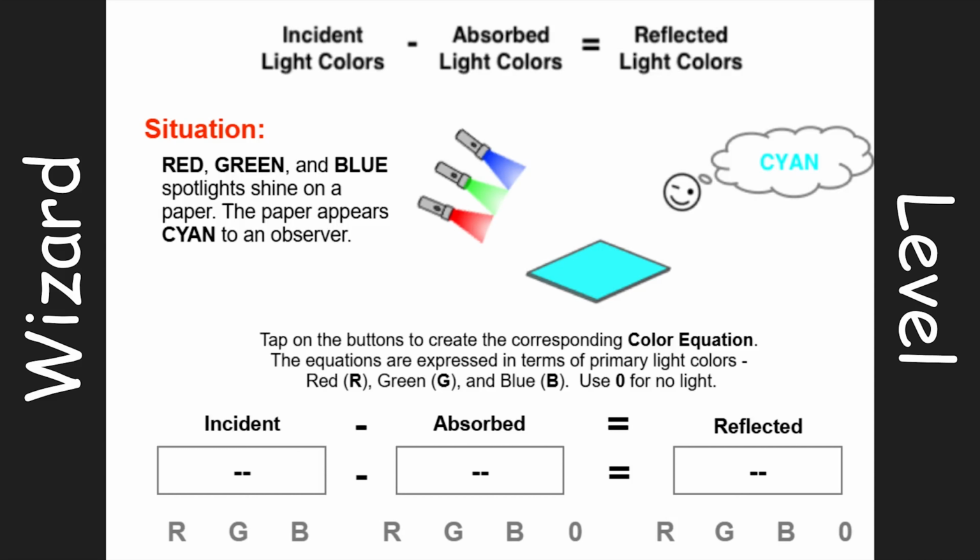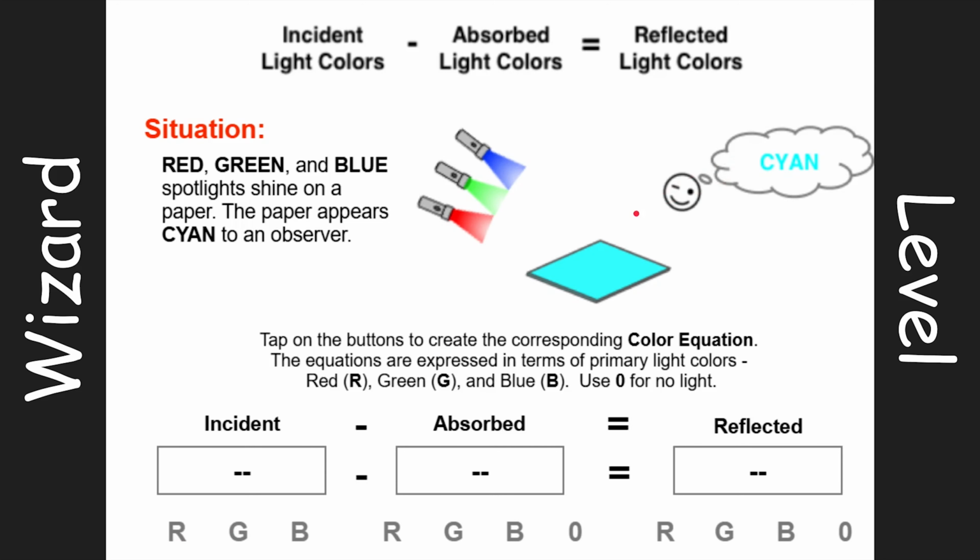Next one, we see in the wizard level, very similar things going on, except we get a lot more detail that we're going to put in here. So first thing, what is going to be incident here is all the colors that are leaving the spotlights. So every color you see leaving the spotlight, mark that it is incident. Then we have to think about what's happening with these.